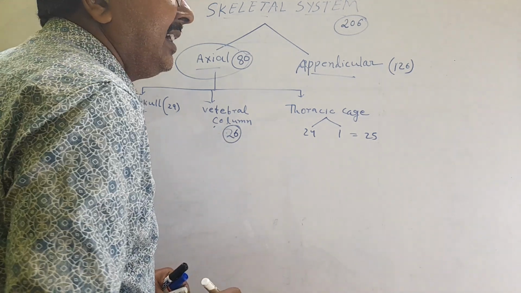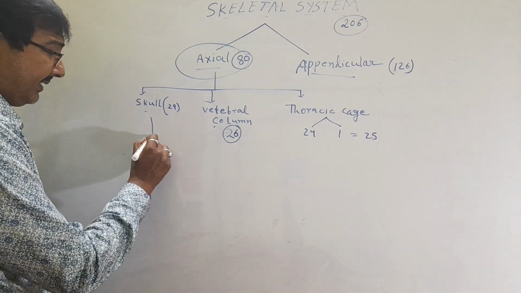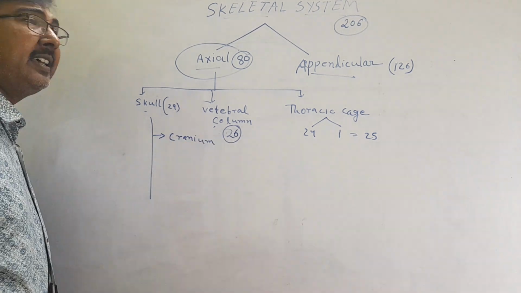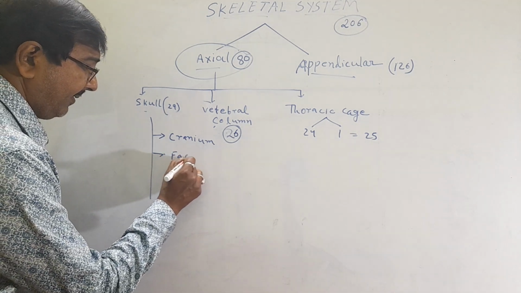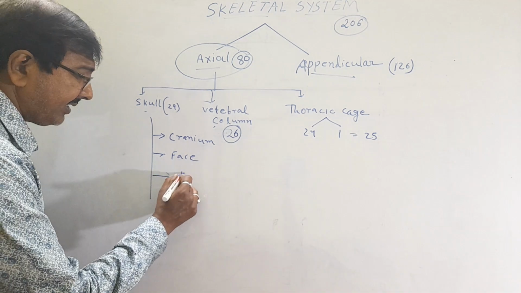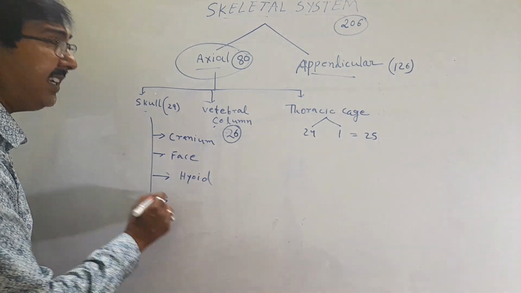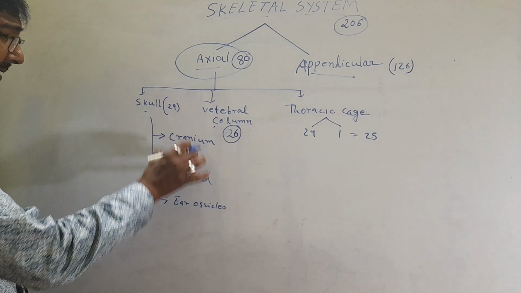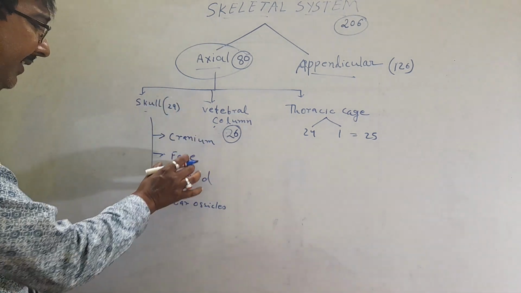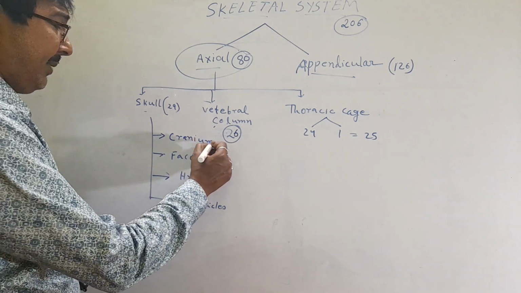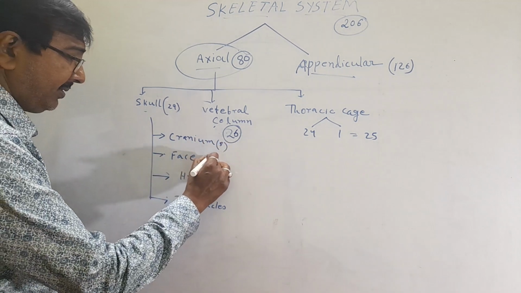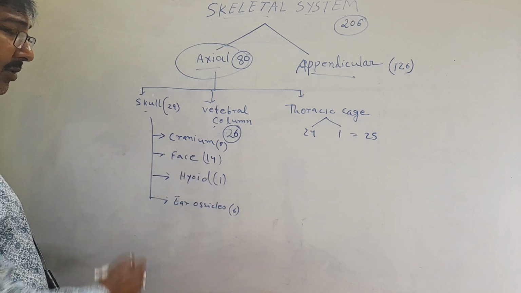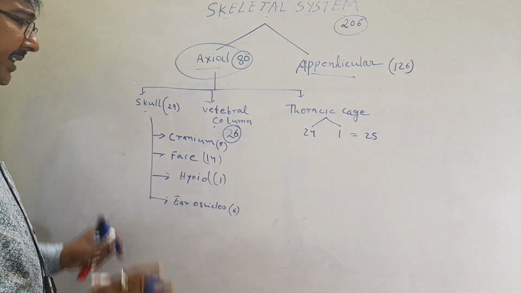Then the skull. What does the skull consist of? The skull consists of the cranium, the facial bones, the hyoid, and the ear ossicles. The cranium has 8 bones, the facial bones 14, the hyoid 1, and the ear ossicles 6. So 8, 14, 1, 6 make 29 bones in the skull.